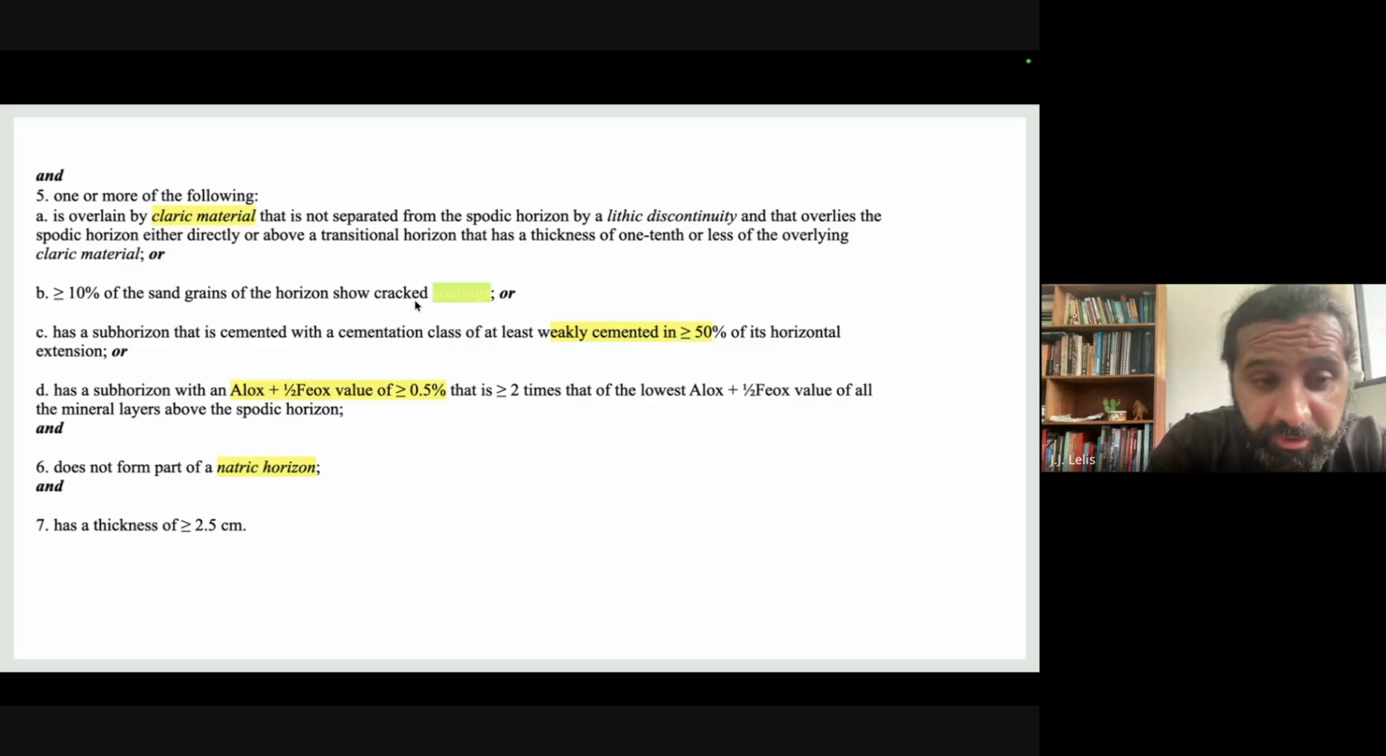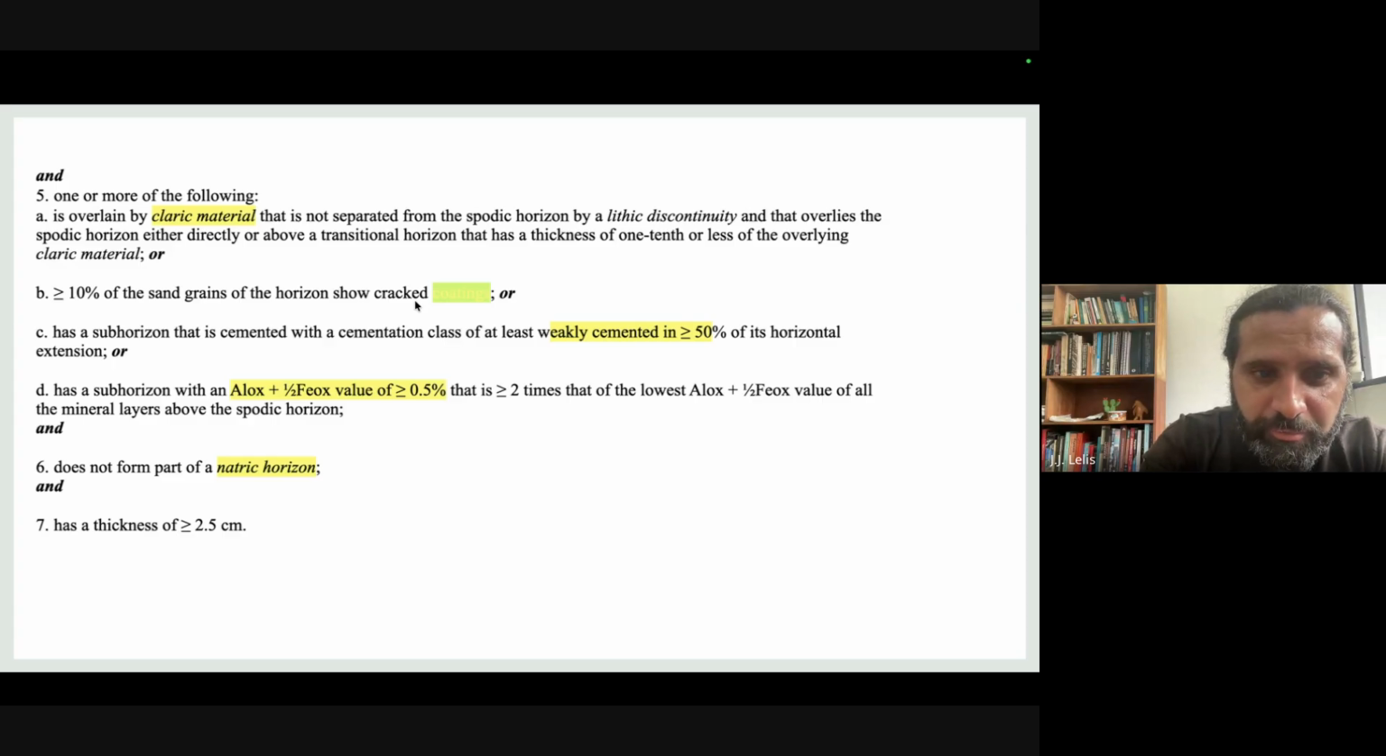We also have another option, where we register a subhorizon with an aluminum content extracted by ammonium oxalate plus half of the iron content also extracted by ammonium oxalate, with a value equal to or higher than 0.5%. That is 2 times higher than or equal to the lowest aluminum content plus half of the iron content value of all the mineral layers above the spotted horizon.